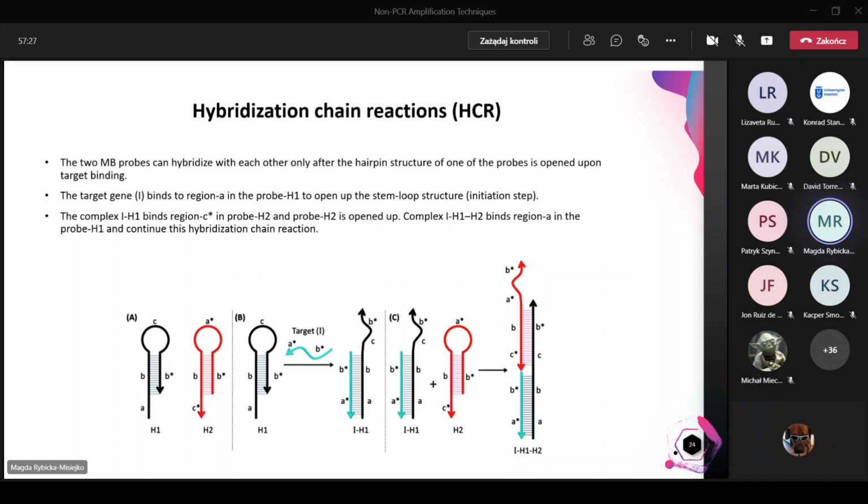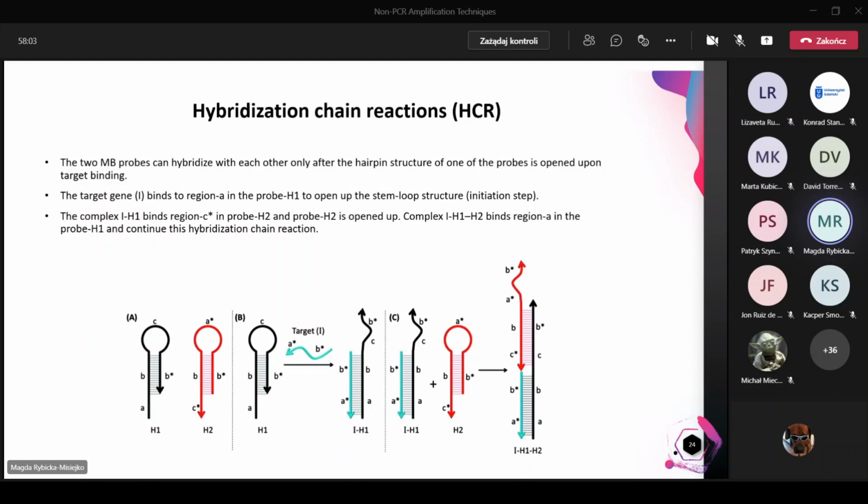The last isothermal amplification that I would like to present is hybridization chain reaction. This is a process where a target DNA or RNA can initiate the assembly of long double-stranded DNA structures, which contain nicked regions. Probes that are used for this method are usually in a hairpin form, so they do not associate with each other.